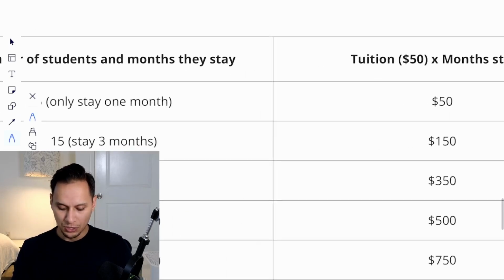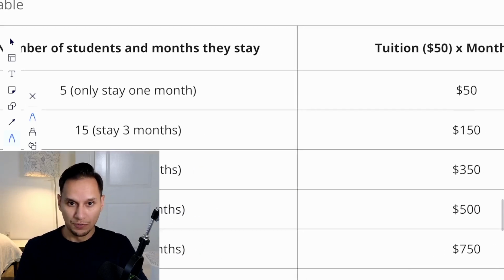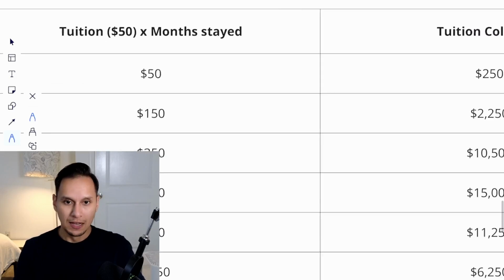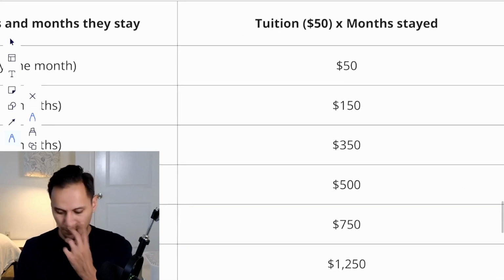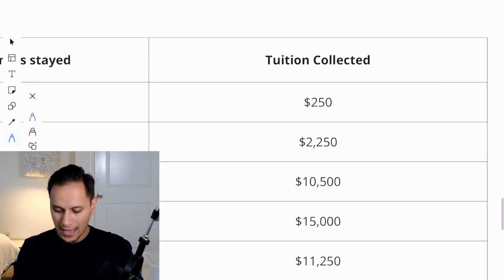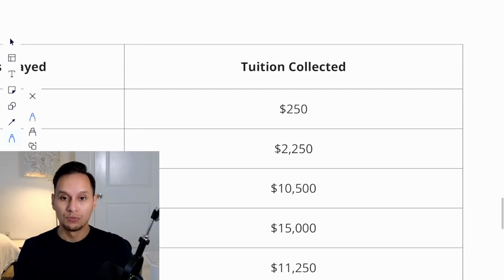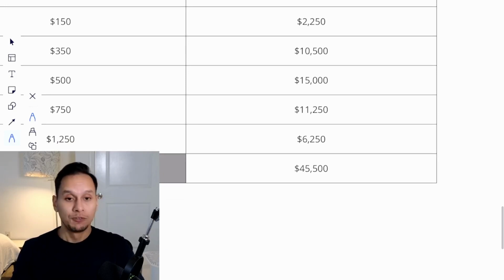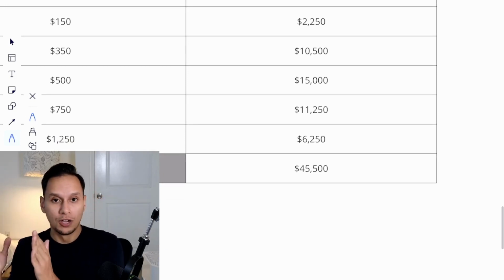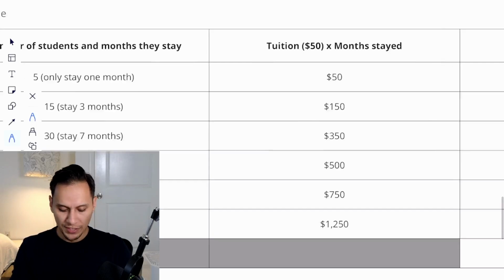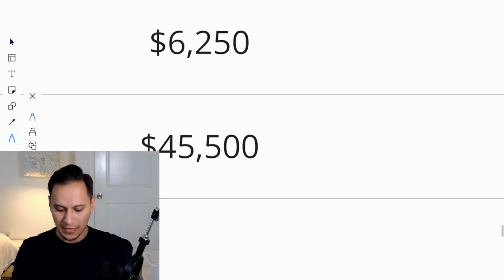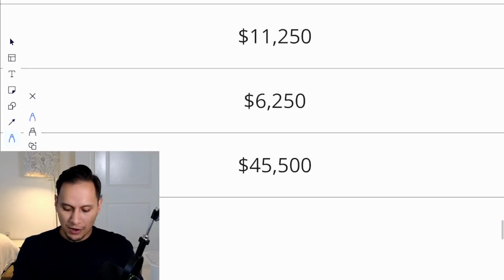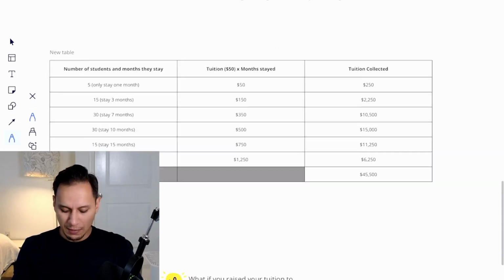Now, if you have 15 who stay with you for 3 months, $150 is 50 times 3 months, and then times 15, that's $2,250. So I did the math right here, and if you enrolled 100 students with these scenarios, it's going to help you make an additional $45,500. So think about it that way, right?